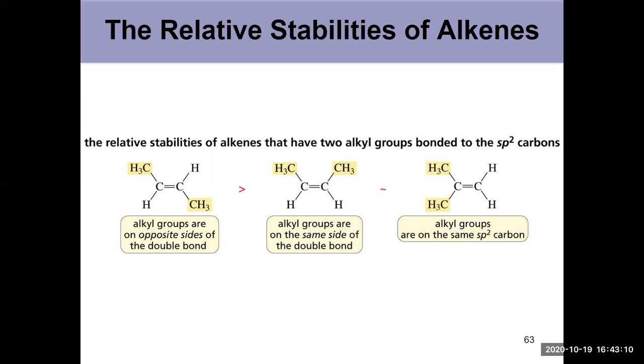The more alkyl groups, the more stable something is, and it has a lower heat of hydrogenation.